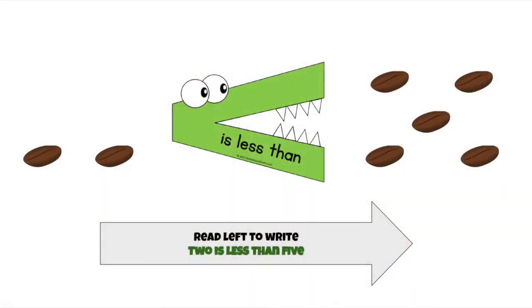Again, you want to make sure you're reading it left to right. If you have your less than open and you have 2 on this side and 5 on this side, you don't want to say 5 is greater than 2. You want to read it left to right. 2 is less than 5. Again, the larger number is on the side where the alligator's mouth is open large. Like the poem says, he wants to munch on the bigger number.